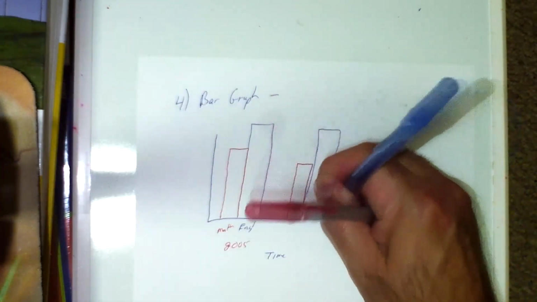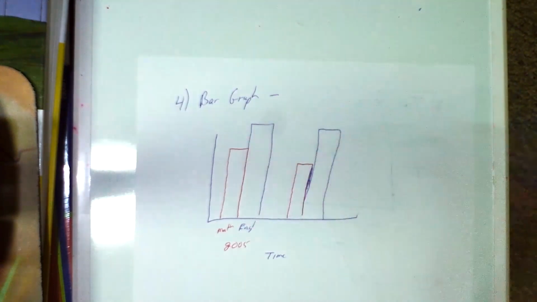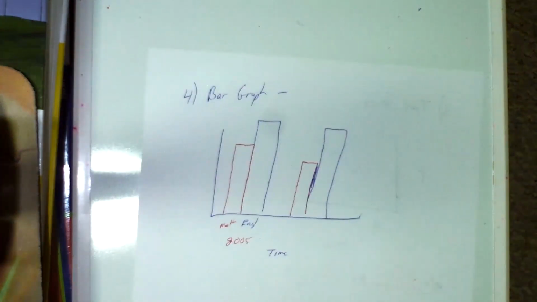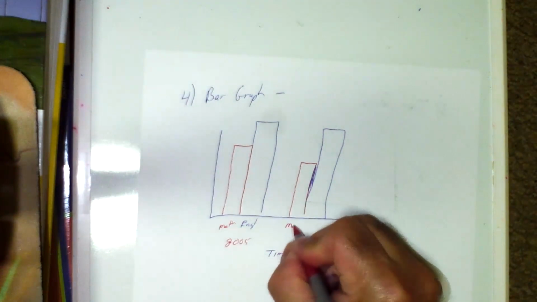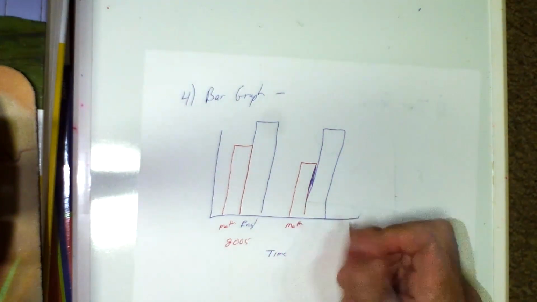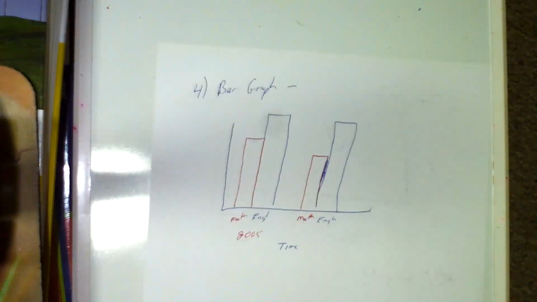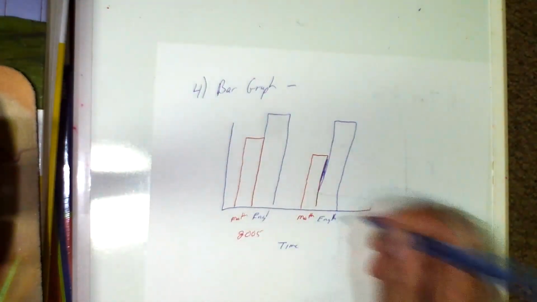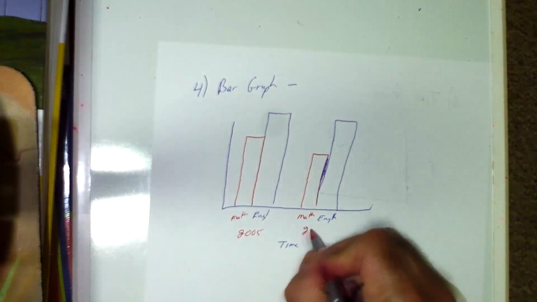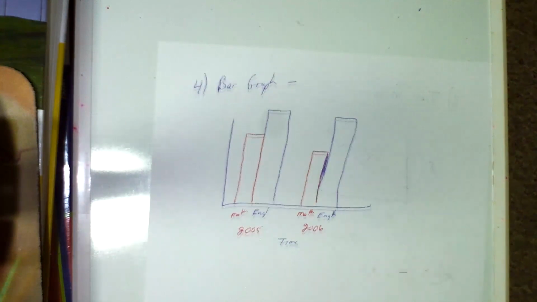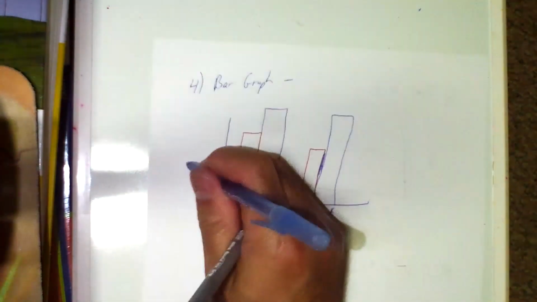And of course the bars are connected. I didn't draw it nicely, but that's how a bar graph looks. English, 2006, something like that. And then you have your frequencies here.